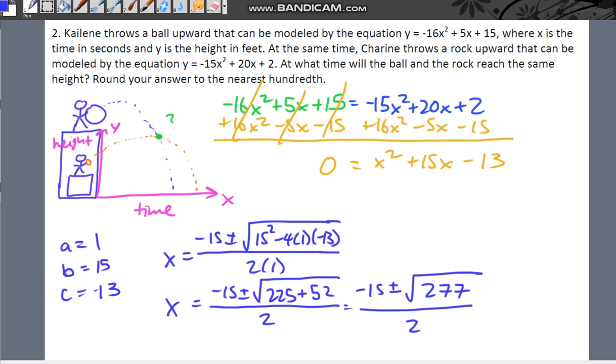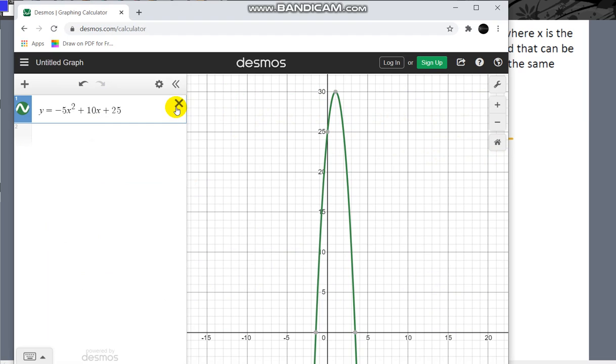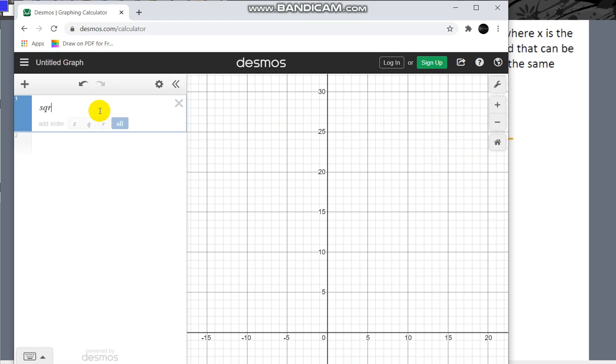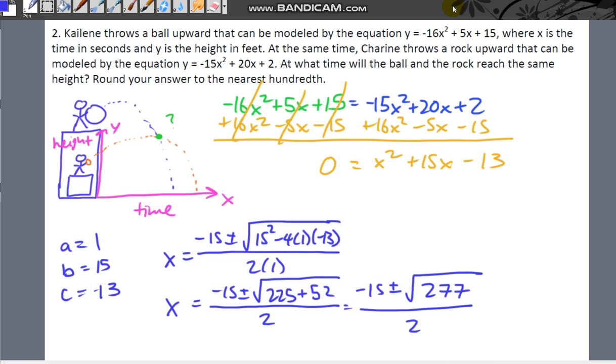Okay, so our lovely calculator. What we need to do is find the square root of 277. The square root of 277 is going to be 16.643. I'm just going to put this here. So this is basically negative 15 plus or minus 16.64. It doesn't really matter, we'll just put 16.64, and then we're going to divide this by 2.